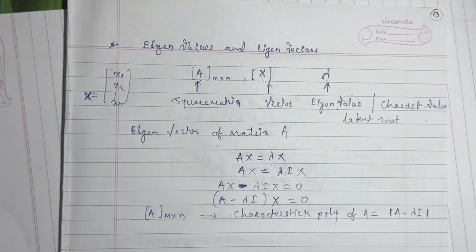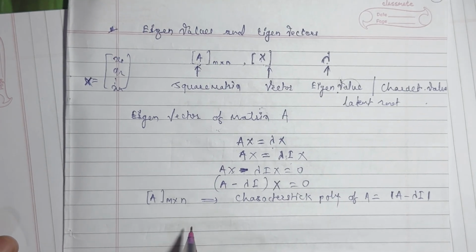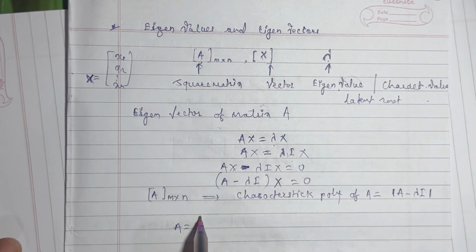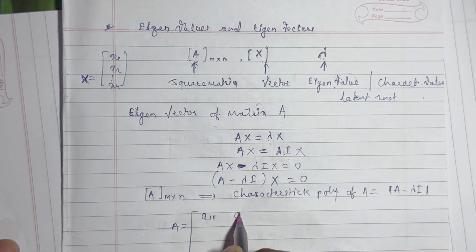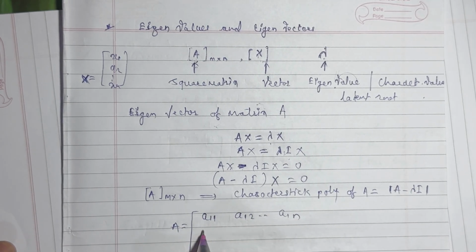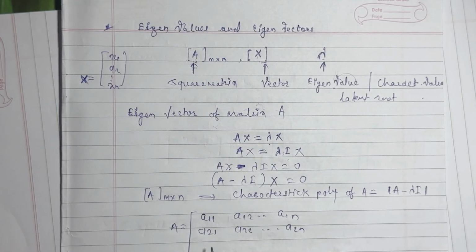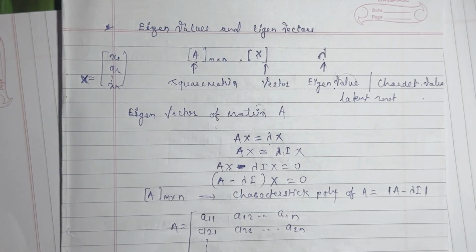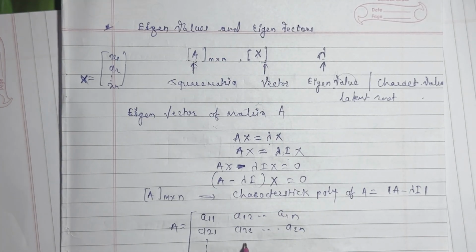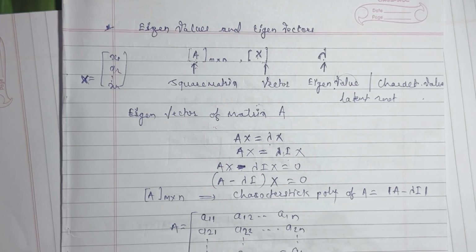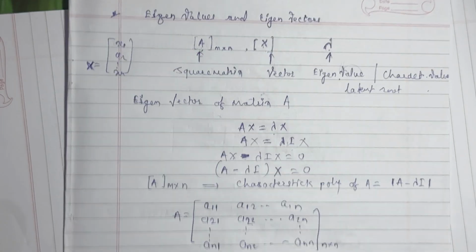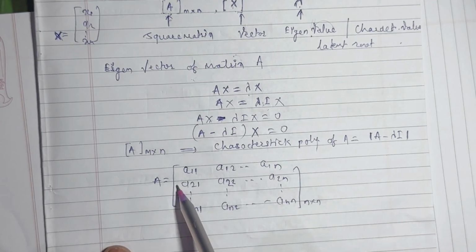See, a matrix A means you can take any n by n matrix. For your understanding, let me consider the matrix A as A11, A12, up to A1n, A21, A22 up to A2n, and so on, up to An1, An2, up to Ann. This one is a square matrix of order n by n. This way you define matrix A.